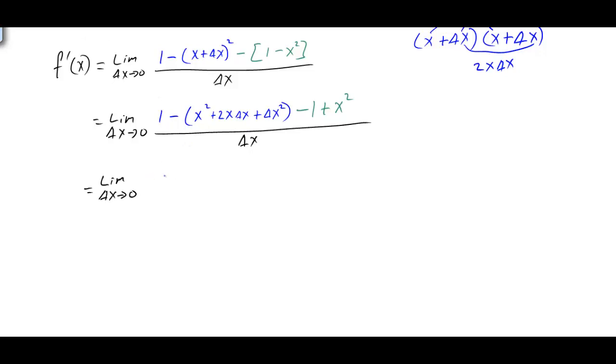And once again, we're going to distribute the negative, so we get 1 minus x squared minus 2x delta x plus delta x squared minus 1 plus x squared. And do you notice what cancels? 1, negative x squared, positive x squared.